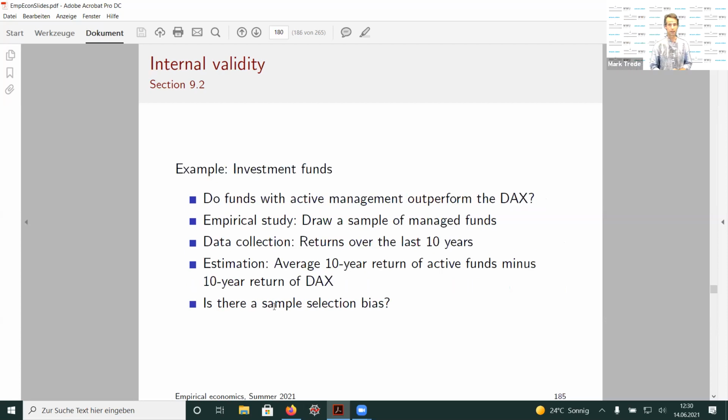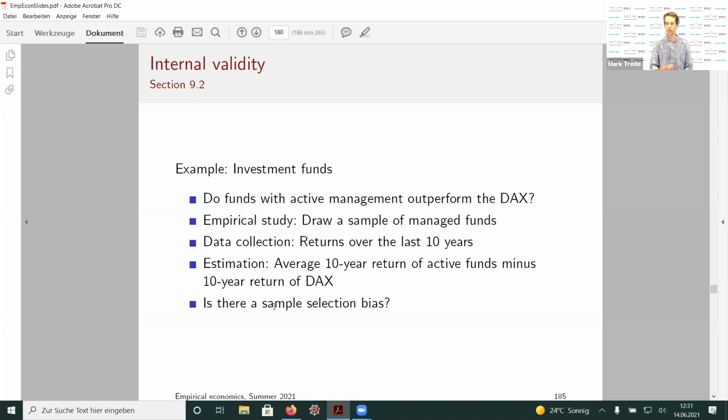And here's the example. Suppose we want to find out a finance question. Suppose we want to find out whether actively managed funds outperform the DAX index. How could we do that? Well, one idea is to do an empirical study. That's a good idea. And in that case, someone draws a sample of managed funds and then collects data and looks at the returns over the last 10 years these funds actually earned.